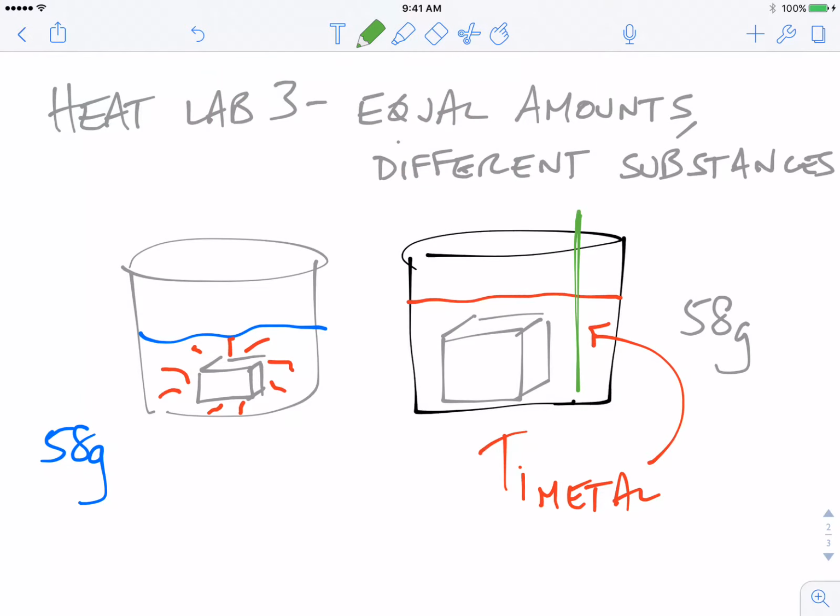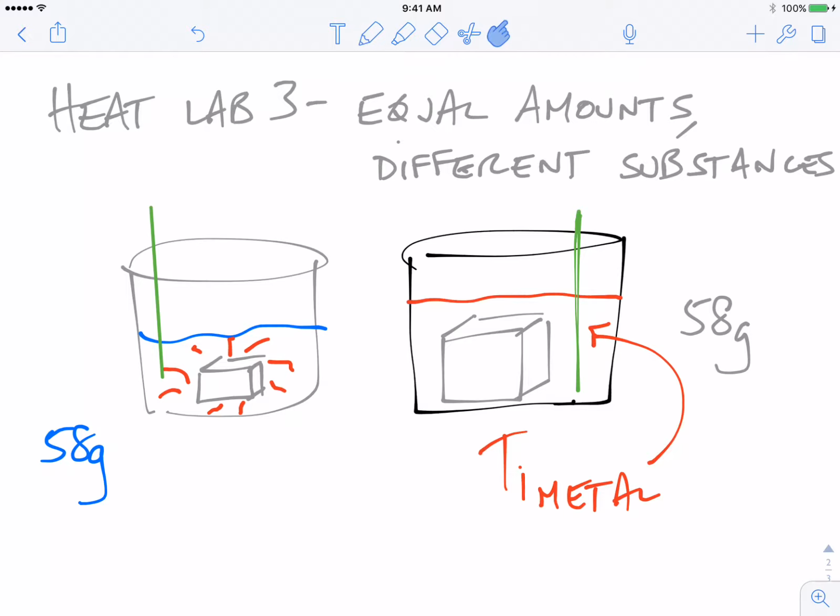Okay, so what was the initial temperature of the metal, what was the initial temperature of the water, then what was our final temperature when we put them together. And what we were trying to see is, are we going to get a different result compared to Heat Lab number 1? Heat Lab number 1, again, was where the final temperature was the average.